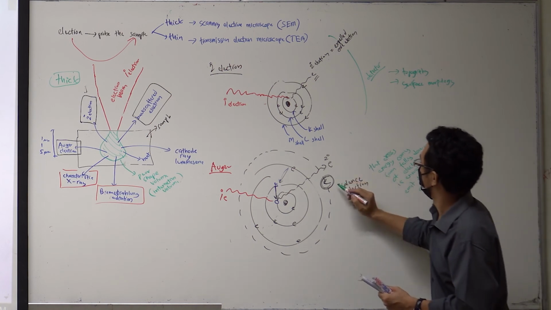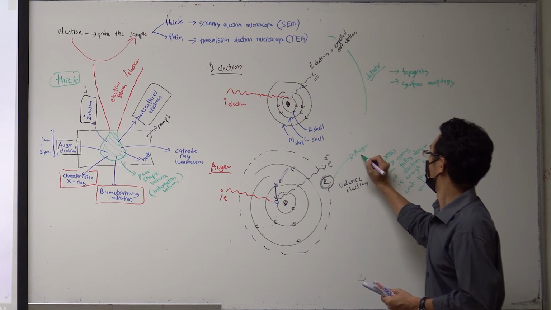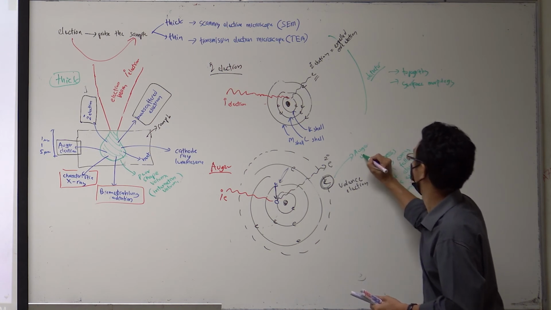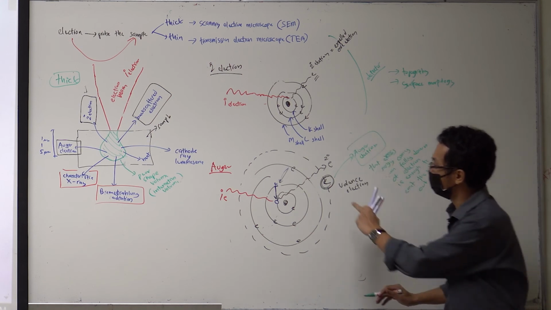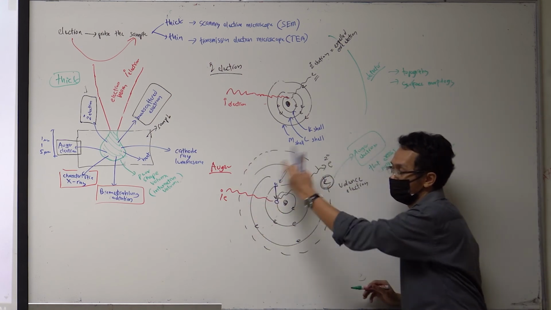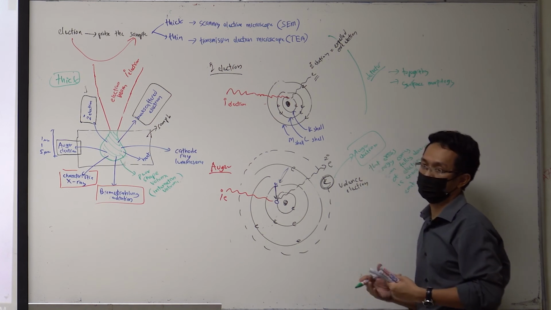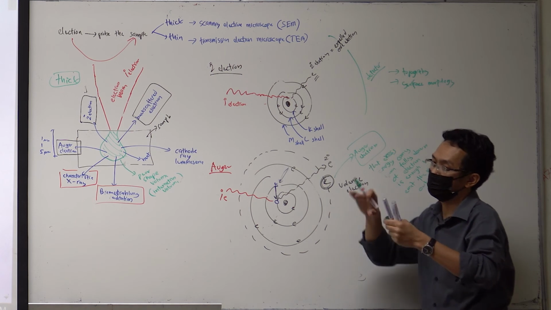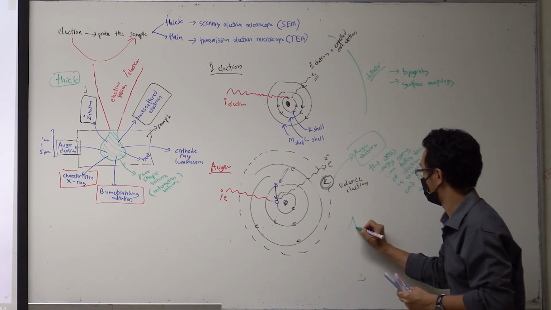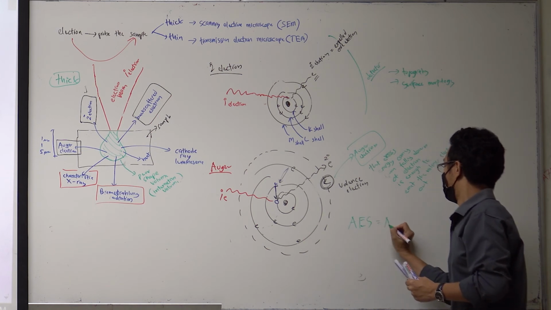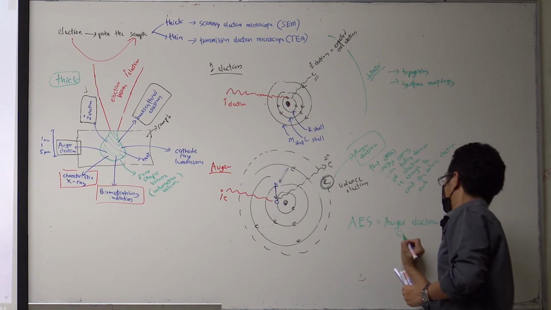So when it goes out, this is what we call the Auger electron. And this Auger electron is characteristic of the sample. You see, it happens at the surface only. So people use Auger electrons to study the surface. In fact, there is a tool called AES, Auger Electron Spectroscopy.